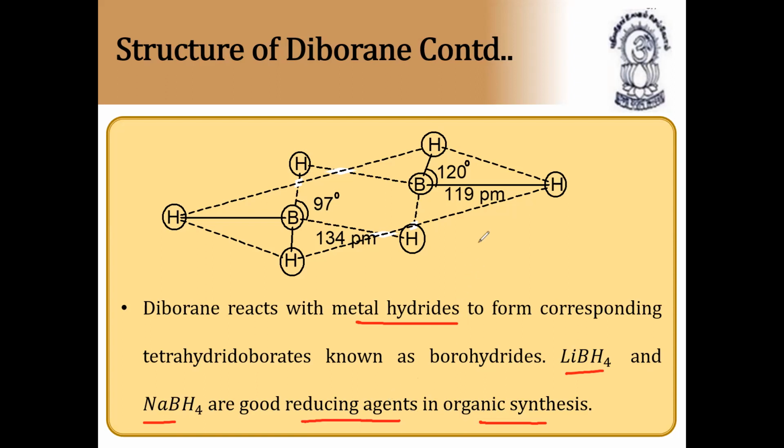If you want, you can write one equation; I'm writing it here. B2H6 combined with sodium hydride, a metal hydride, forms NaBH4 plus hydrogen gas. NaBH4 is Na+ and BH4-, an ionic compound. Boron compounds are usually covalent, but certain boron compounds are ionic in nature. With lithium hydride, it forms the same.